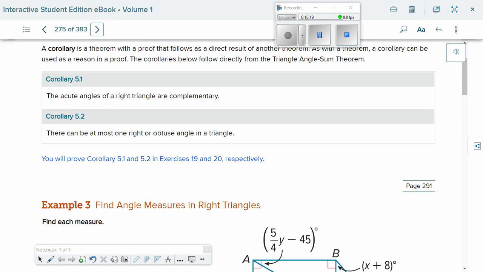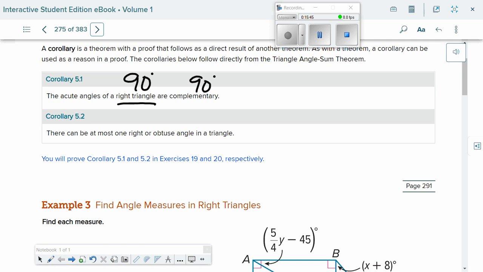Okay, a couple of corollaries that go with this. If you want to highlight these two, please. The key here is the term right triangle. So remember, a right triangle's got an angle that's 90 degrees. And so that corollary is just saying that the other two angles are called acute, and if I add those together, they should equal 90 degrees. Okay?